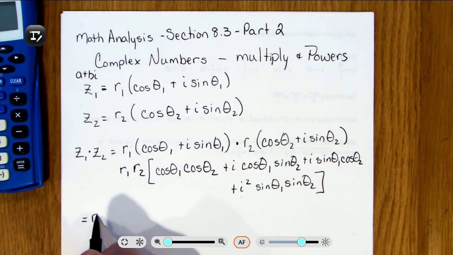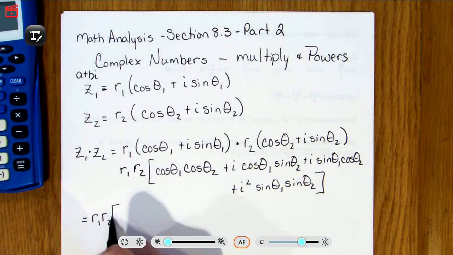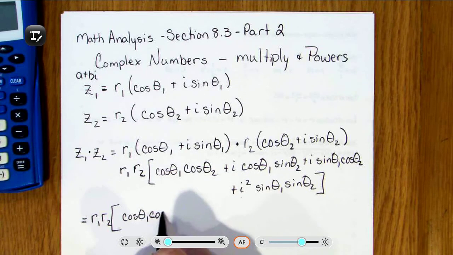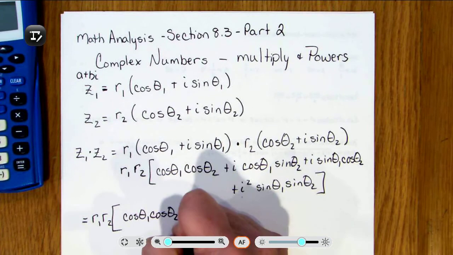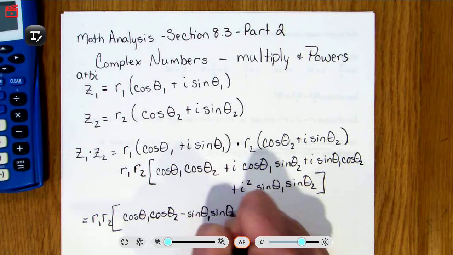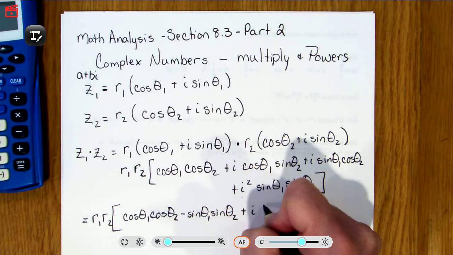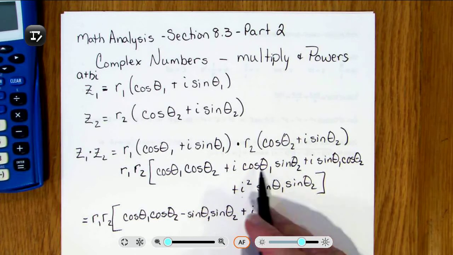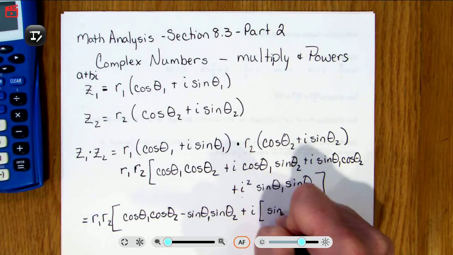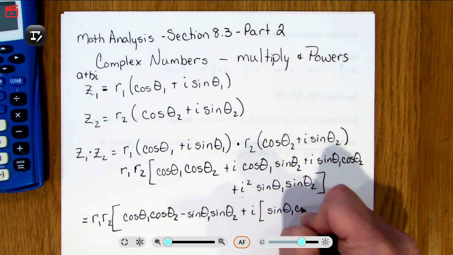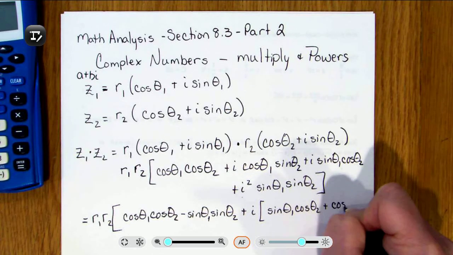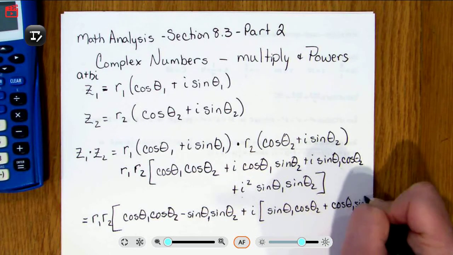So here we have R1, R2, and I get cosine theta 1, cosine theta 2 minus sine theta 1, sine theta 2 plus I. And inside my parentheses, I'm going to write my sine theta 1 cosine theta 2, this guy first. You'll see why. Plus cosine theta 1, sine theta 2.